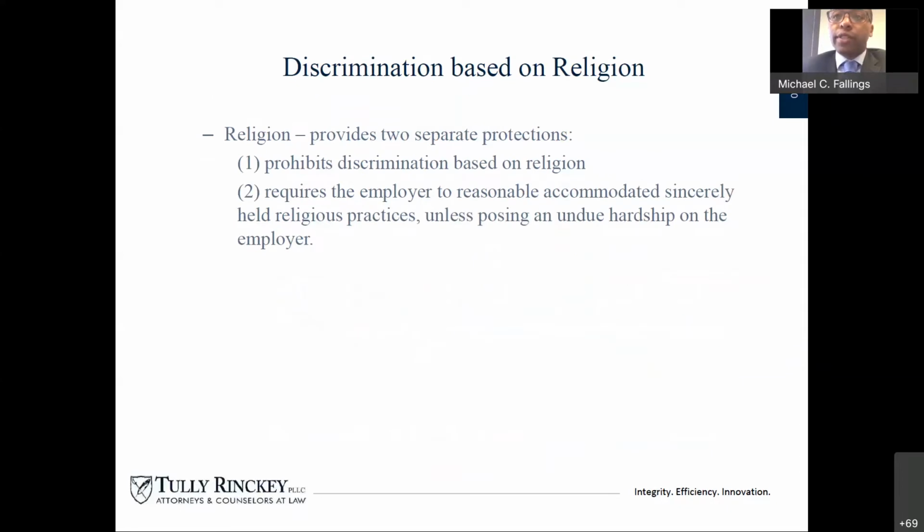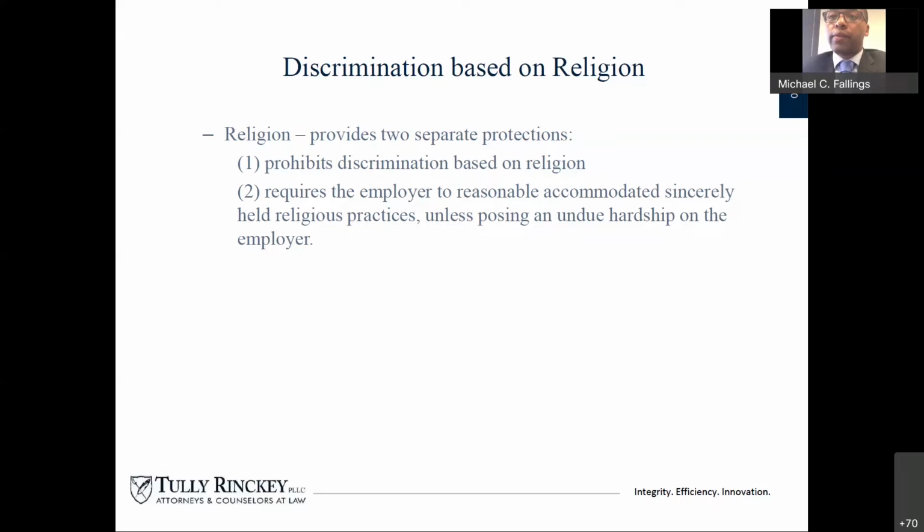Next, religion. Religion has two separate protections. It prohibits discrimination based on religion, and employers are required to provide reasonable accommodations for employees' sincerely held religious beliefs. And again, the exception here is if the accommodation poses an undue hardship on the employer.